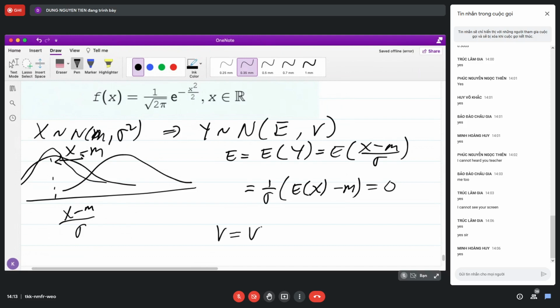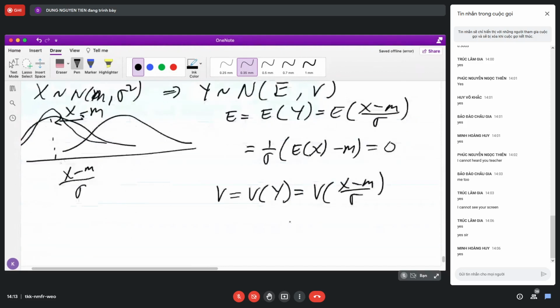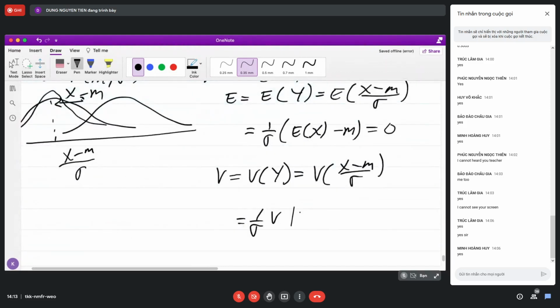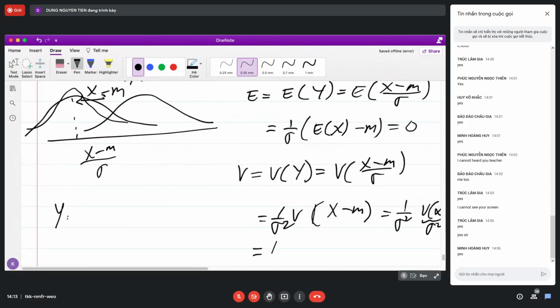How about the variance? The variance of y is the variance of x minus m over sigma, and that is 1 over sigma squared times the variance of x minus m, and this becomes 1 over sigma squared times the variance of x. And because the variance of x is sigma squared, this becomes 1. So I can conclude that y follows the standard normal distribution with mean 0 and variance 1. And I call this special distribution the standard normal distribution.